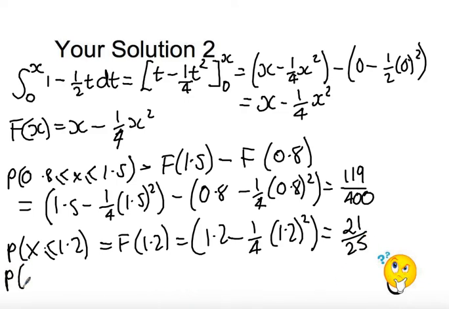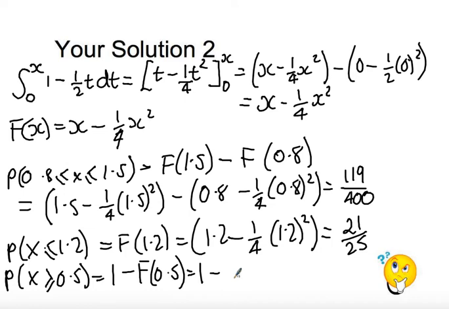And finally, probability x greater than or equal to 0.5 can be found by doing 1 minus f of 0.5. So we get 1 minus 0.5 minus a quarter of 0.5 squared. Again, just type that into your calculator all in one go, nice and carefully, so as not to make any silly mistakes. You should get an answer of 9 over 16.